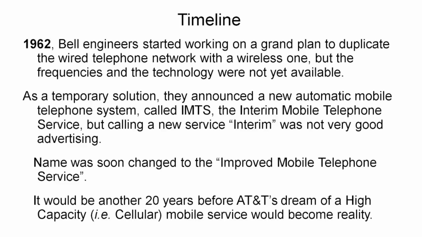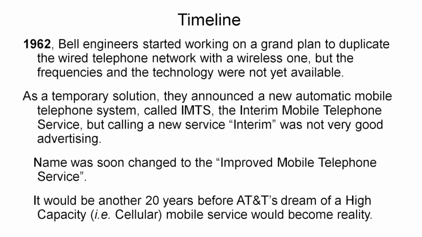In 1962, Bell engineers started working on a grand plan to duplicate their wired telephone network with a wireless one. But the frequencies and the technologies were not really available for what they wanted to do. So as a temporary solution, they announced a new automatic mobile telephone system called IMTS, the interim mobile telephone service. Interim until cellular came along.